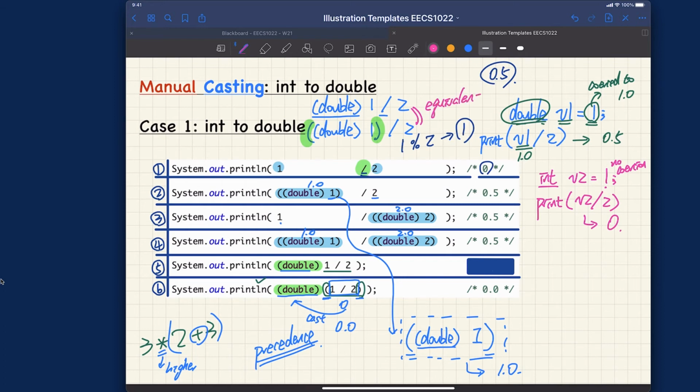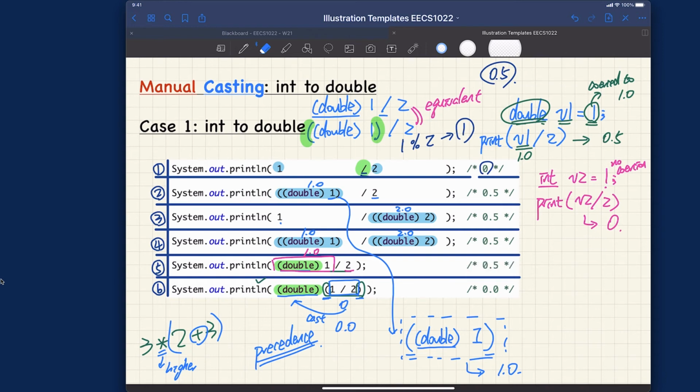Let me say it again. The casting operation actually has higher precedence than the division, just like the multiplication operator has higher precedence than the addition operator, right? So now, writing this will be as if you actually put the parentheses around the casting of 1 first. So what would this do? Let me write it down here. You're going to cast this part over here to be 1.0, right? And 1.0 divided by 2 is going to be 0.5. Okay, that's why it's what you see here.